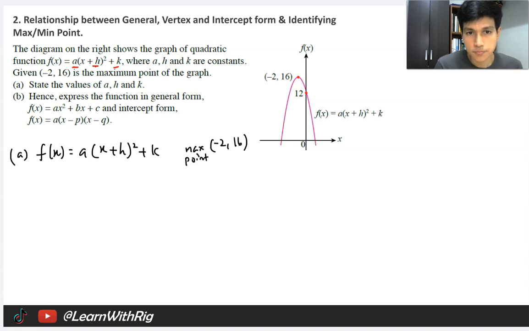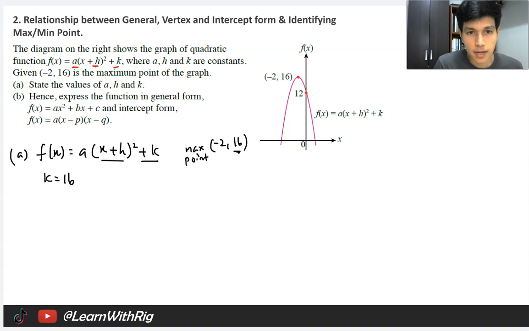So from here, you can already know that the k value is 16, right? Because this is the y value of the maximum point. So the y value is also equivalent to k. So k is 16. What about the x value?